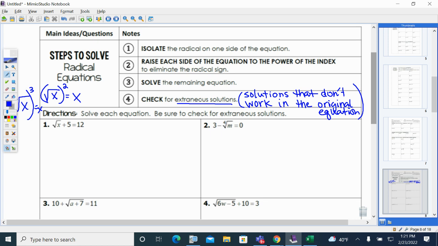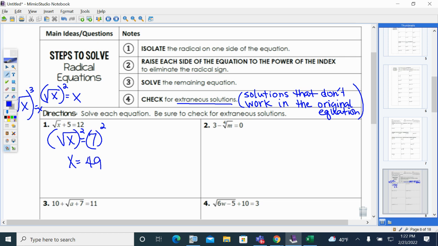So looking at example number 1, it says the square root of x plus 5 is equal to 12. The first step is to get the square root by itself. So we're going to subtract 5 from both sides. When we subtract 5 from both sides, we have the square root of x is equal to 12 minus 5, which is 7. And then that is a square root. The index is 2. So we're going to raise both sides to the second power. And when we square the square root of x, we get just x is equal to 49.